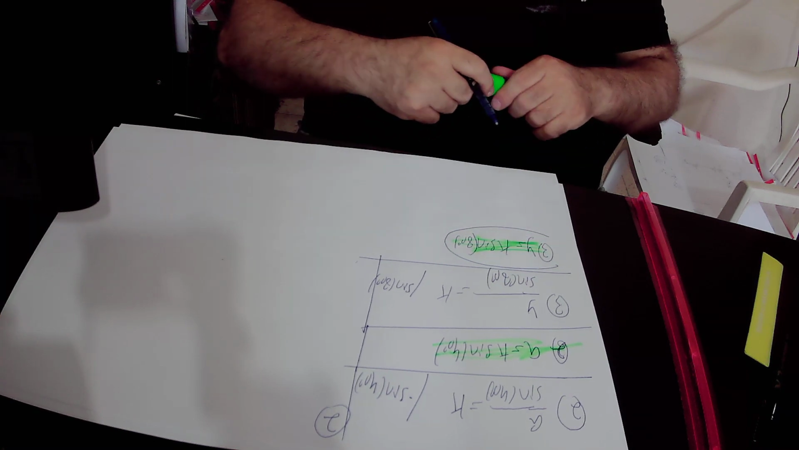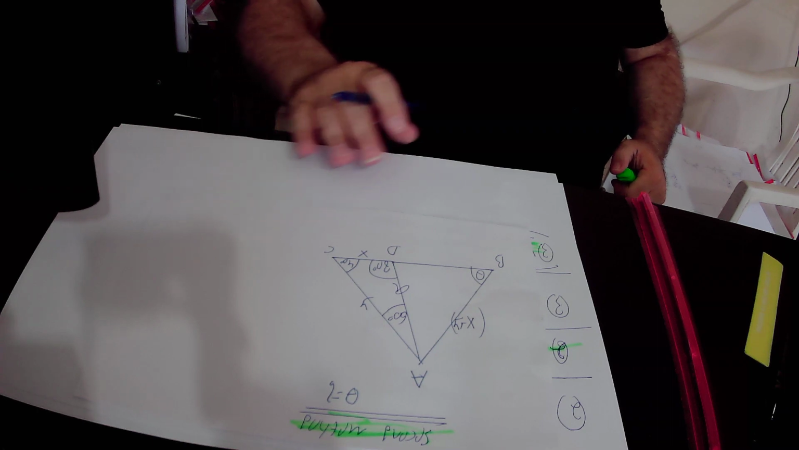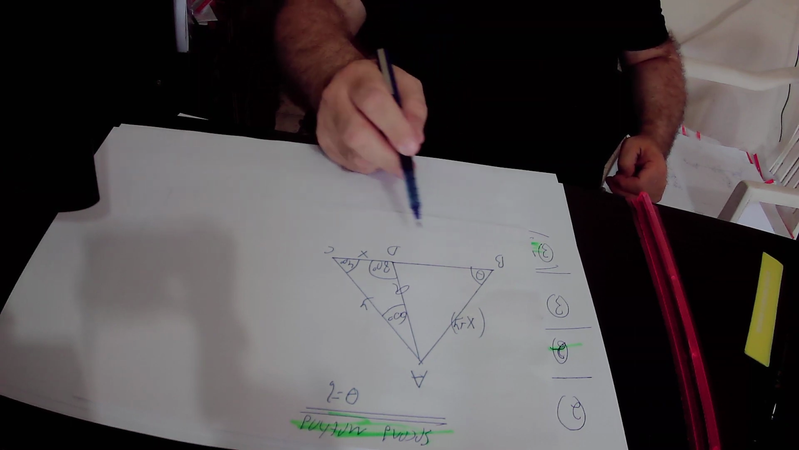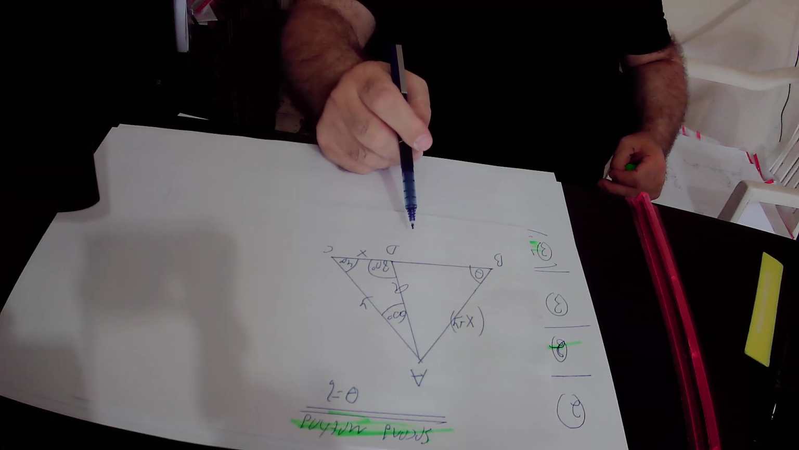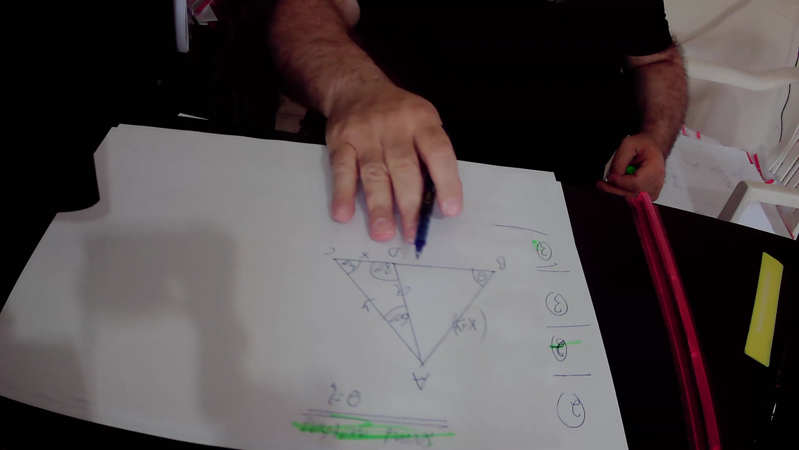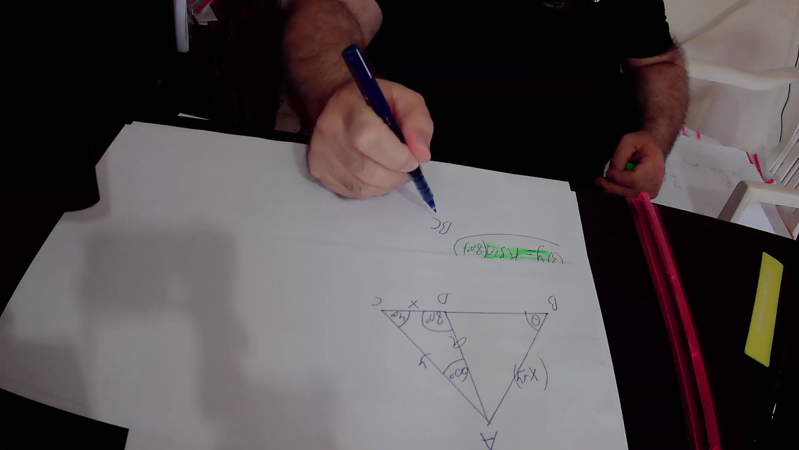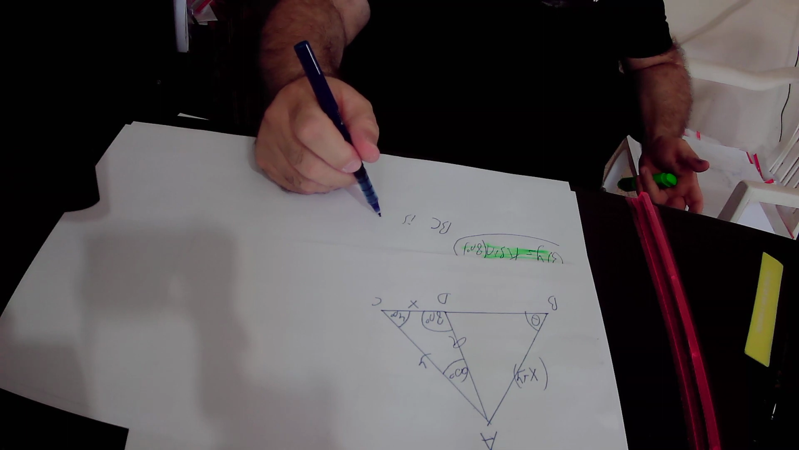Okay, so here we know that ABC is a triangle, therefore side BC is one side of triangle ABC. It is absolutely a straight line. So you can write down that BC is a straight line.